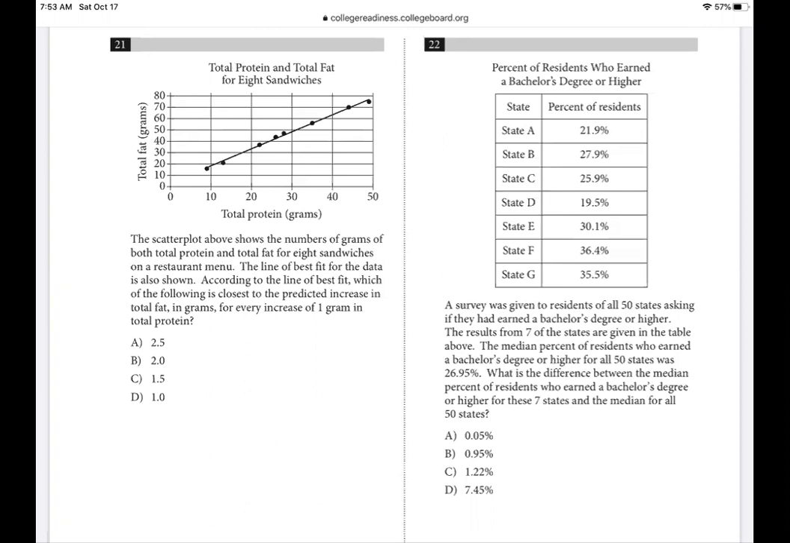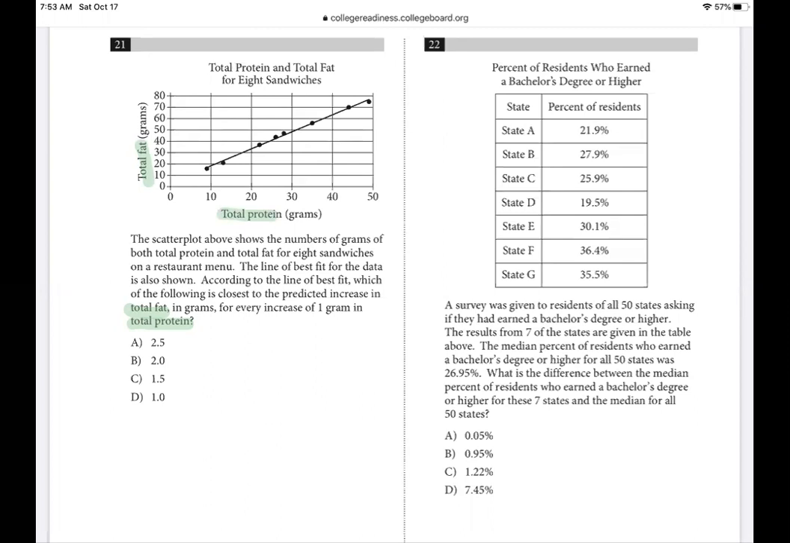So for 21, we need to pay attention to the scale, which is actually the same for both the x and y axis for the total fat and total protein. So you are asked, based on the line of best fit, to represent the predicted increase in total fat for every increase in total protein. So acknowledge that fat is on the y-axis and protein is on the x-axis.